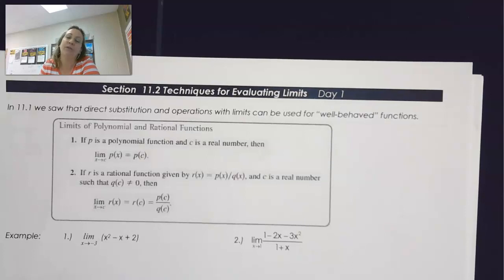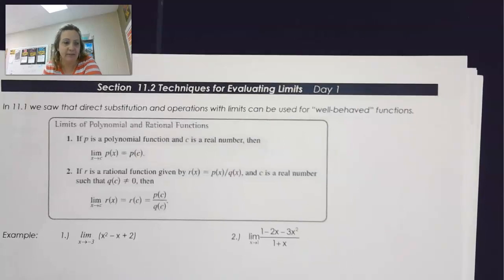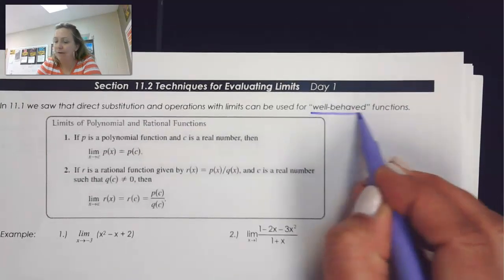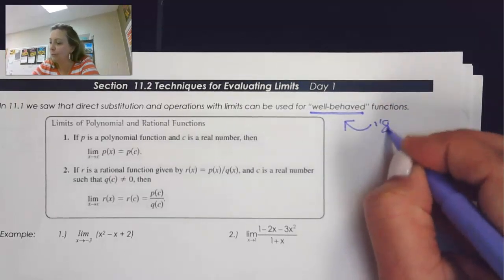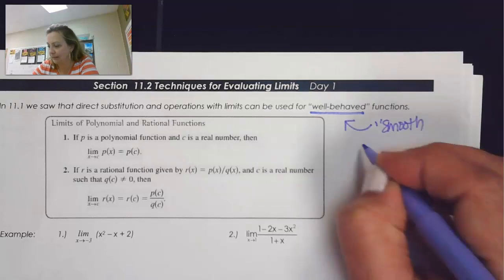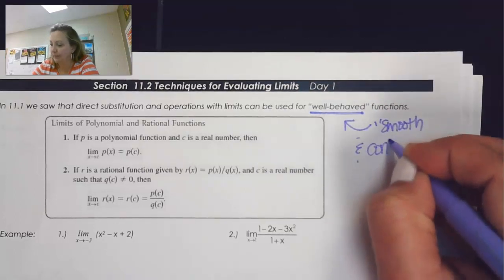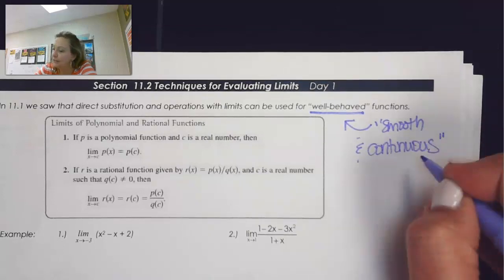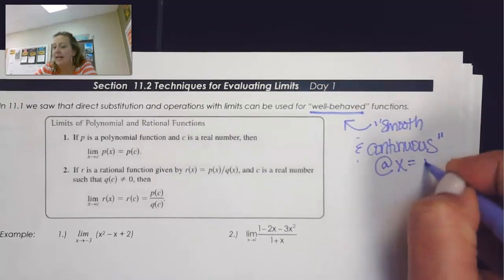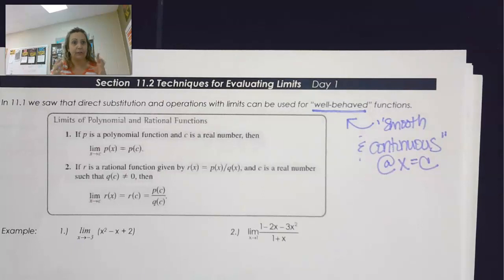So in the last section, we saw that direct substitution, when we were performing operations with limits, can be used for what I'm going to say are well-behaved functions. When I'm talking about a well-behaved function, I'm talking about something that's smooth and continuous. So it doesn't have those discontinuities, okay? So smooth and continuous at a specific point. So if we're looking at the limit as x goes to c, it's going to be smooth and continuous at least at that point, okay, at that value.